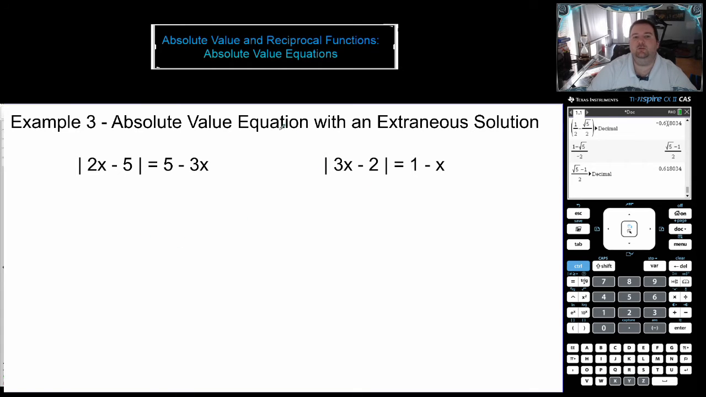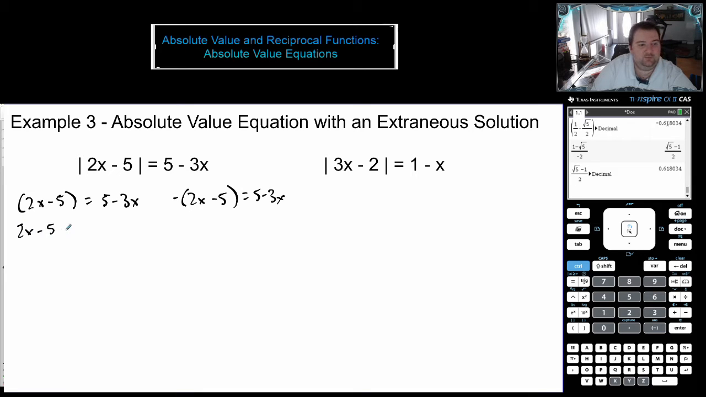All right, let's try these out. So this time we're looking for absolute value expressions that may have an extraneous solution. So let's see how we solve for this. Well, remember there's two cases, right? We're going to have one case where we have 2x minus 5 equals 5 minus 3x, and another case where we're going to have the negative of what's in our absolute value expression equals 5 minus 3x. So you solve for both.